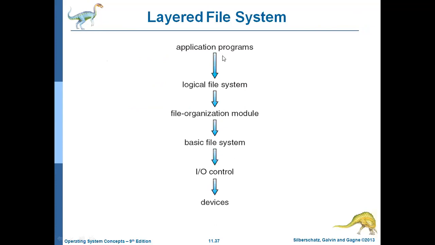One is the file system managed at the application program level. Then we have the logical file system, the file organization module, the basic file system, then input output control, and then the devices. So the journey goes from application programs down to the hardware devices, through your input output controls and basic file systems.